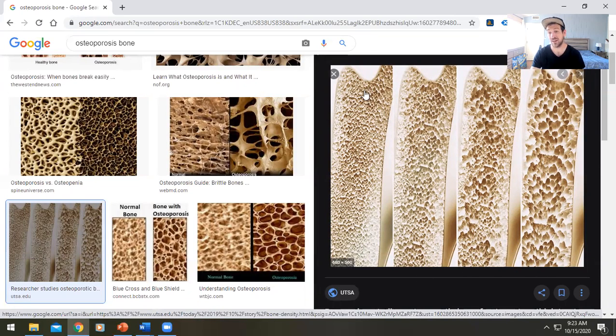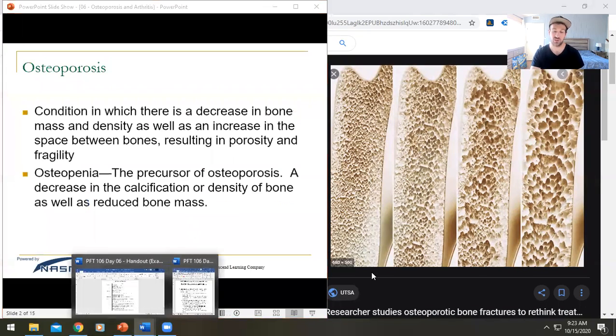So again, you can see here, this is very solid bone. There's not a lot of space between the bone there. This is osteoporosis right here. You can see there's a lot of space between those bones. So this bone over here is much more likely to fracture. And that is sort of the biggest thing that we are seeing.